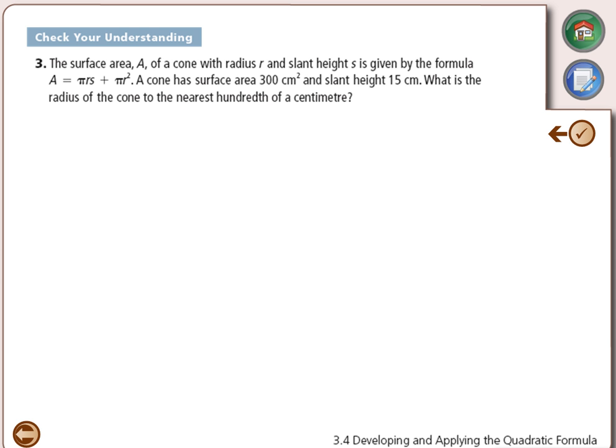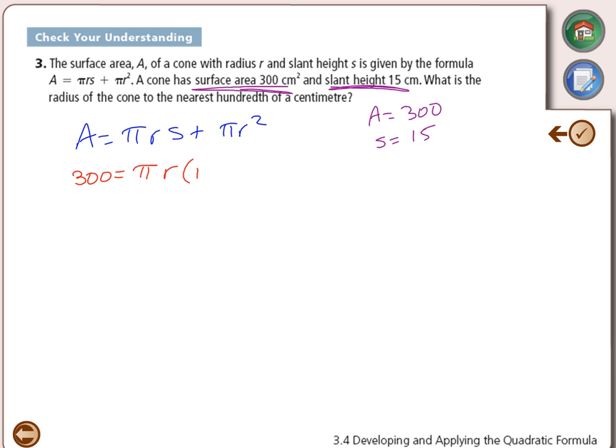All right, let's fill it in. Start with the formula they gave us. A equals pi r s plus pi r squared. We've been given that our surface area, A, is equal to 300, and our slant height, s, is equal to 15. Let's plug those in. So 300 equals pi r times 15 plus pi r squared. All right. Remember that pi is a number. It is not a variable.